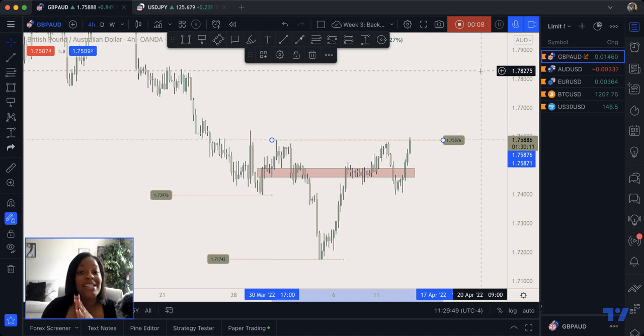So let's go ahead and jump into the content. On Pound AUD, I did end up losing a sale that I executed yesterday. Now, for me to be stopped out, that means one thing: price has reversed.